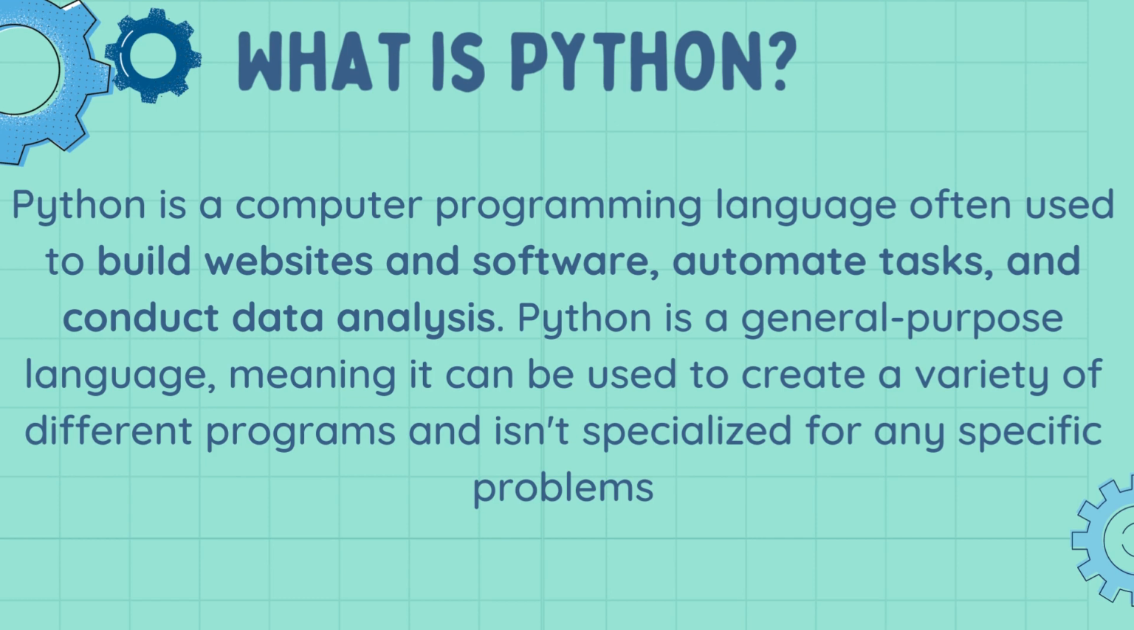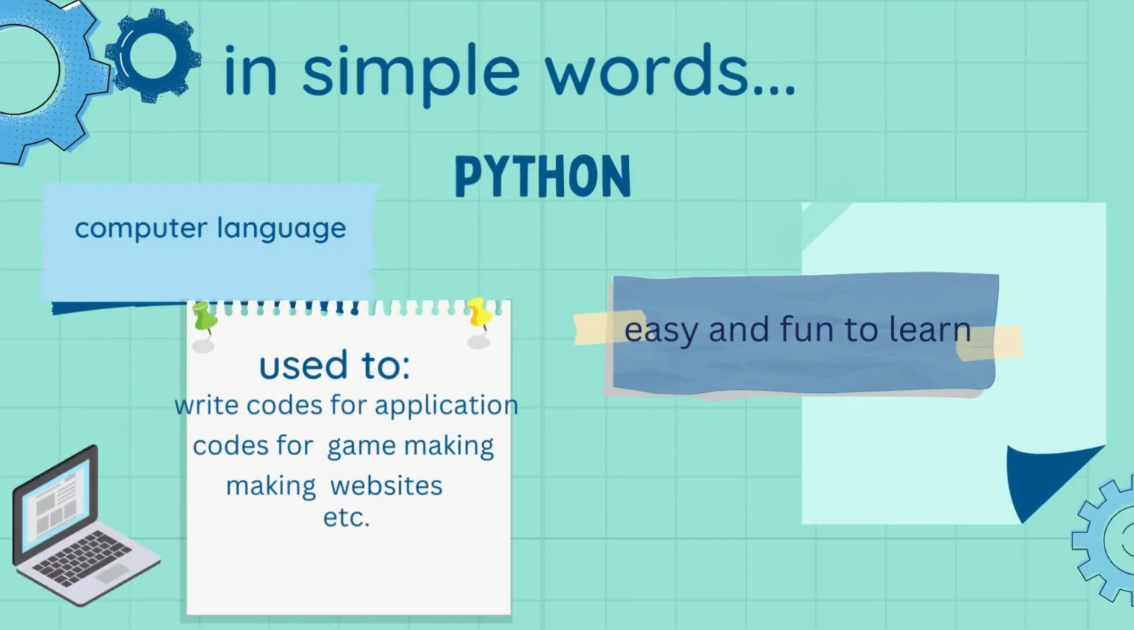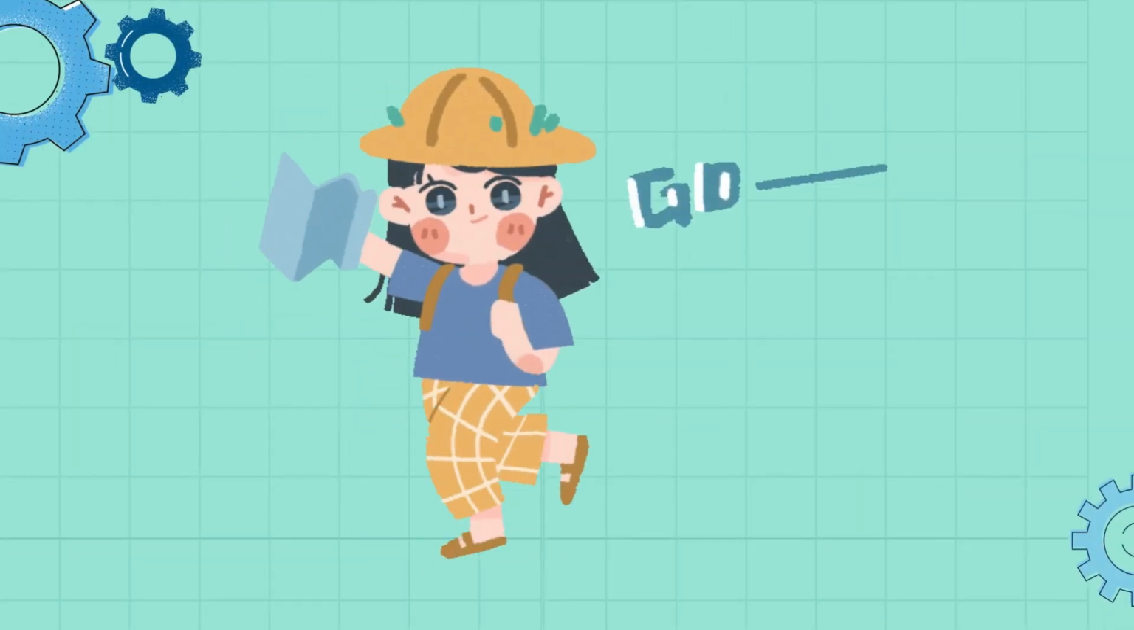Python is a computer programming language often used to build websites and software, automate tasks, and conduct data analysis. Python is a great general purpose language, meaning it can be used to create a variety of different programs and isn't specialized for any specific problems. Okay, what is it in simple words? In simple words, Python is a computer language. It is used to write applications, game making, websites, and many more things, and it is easy and fun to learn. And that was easier to understand.